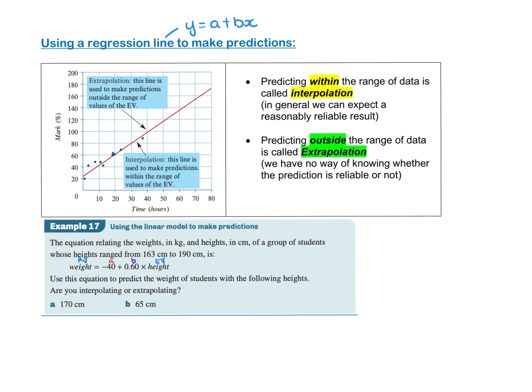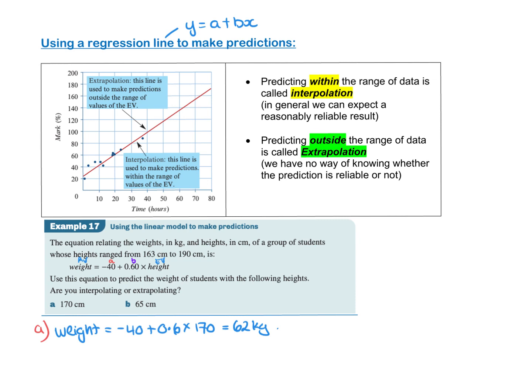So if we go and look at the first one, every time we're going to substitute that height into the formula. So it'd be -40 plus 0.6 times, now this first one was 170. And so we're going to end up with a predicted weight. All right, so they're predicting it to be 62. So 62, and remember weight is getting measured in kilograms, so kilograms.